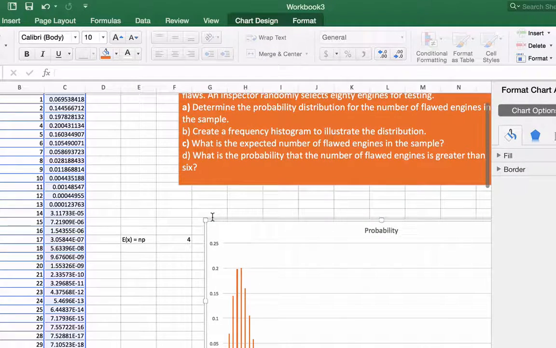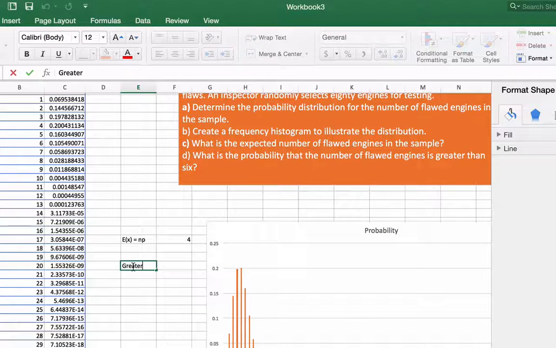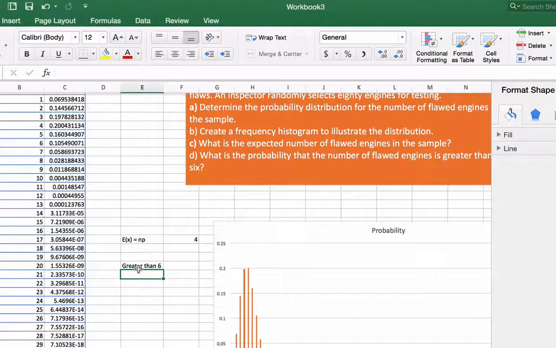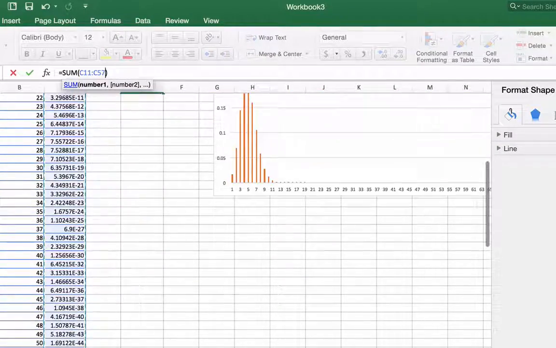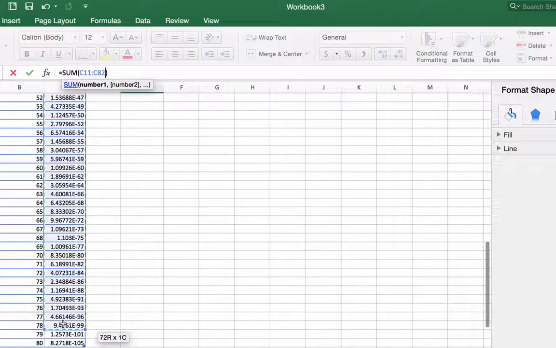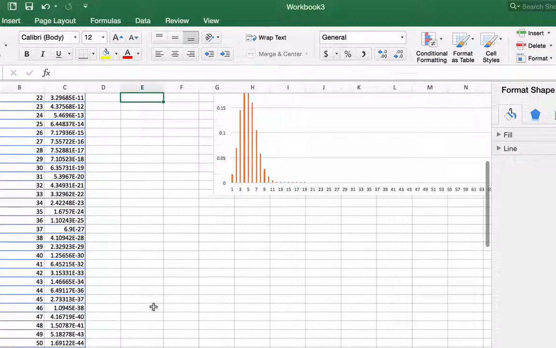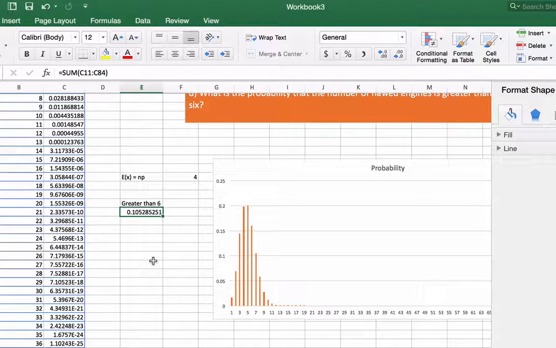And the last question, what is the probability that the number of flawed engines is greater than 6? And so greater than 6, the way we can do that is we'll take the sum, and we have to select from 7 up to 80. And so the probability that you're going to have greater than 6 engines as being defective, meaning 7 up to 80, the probability is around 10%.